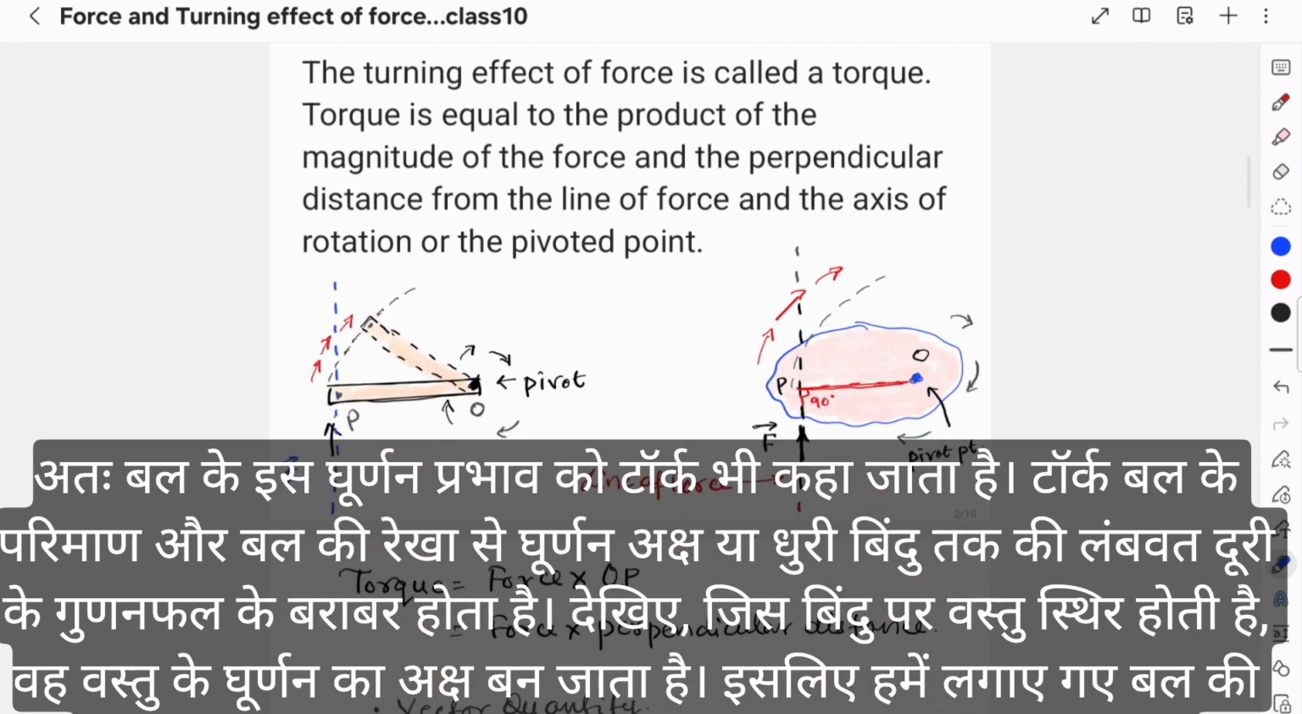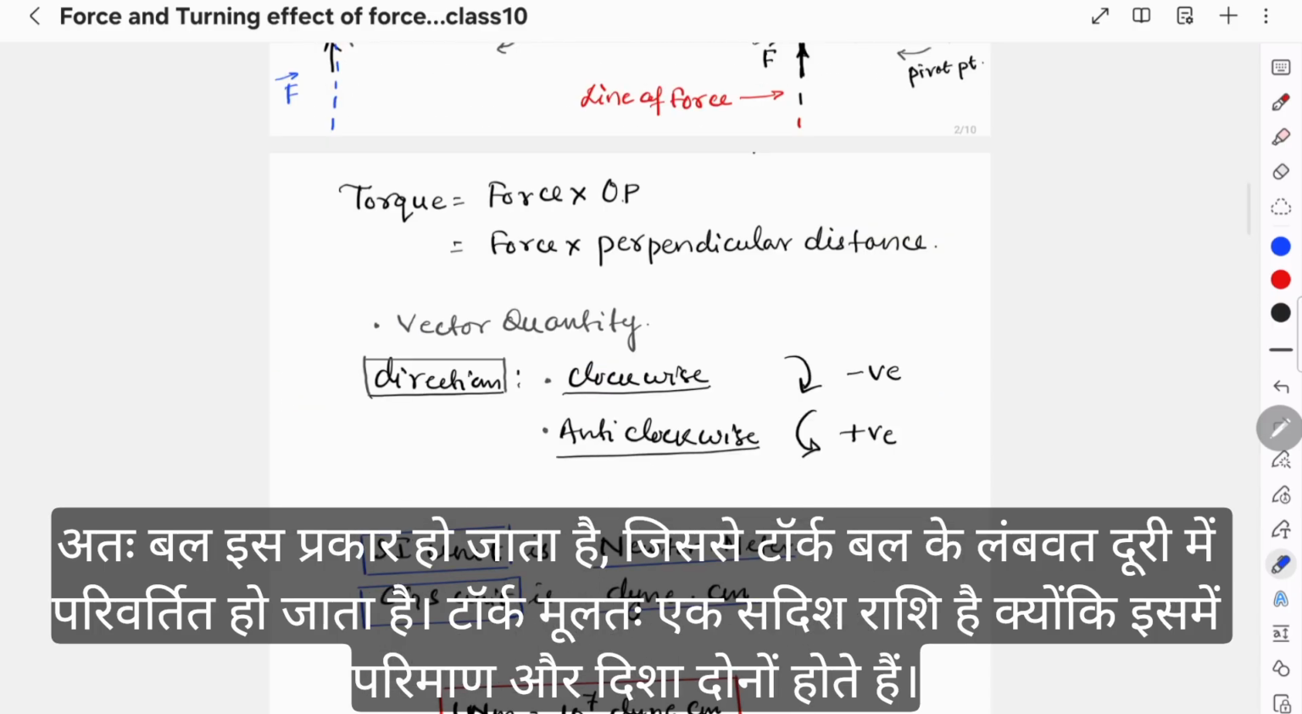Torque is equal to the product of the magnitude of the force and the perpendicular distance from the line of force to the axis of rotation or the pivoted point. The point where the body is fixed becomes the axis for rotation of the body. So we have to take the perpendicular distance from the line of the applied force to the fixed point or the pivot point. So the torque becomes force into the perpendicular distance.